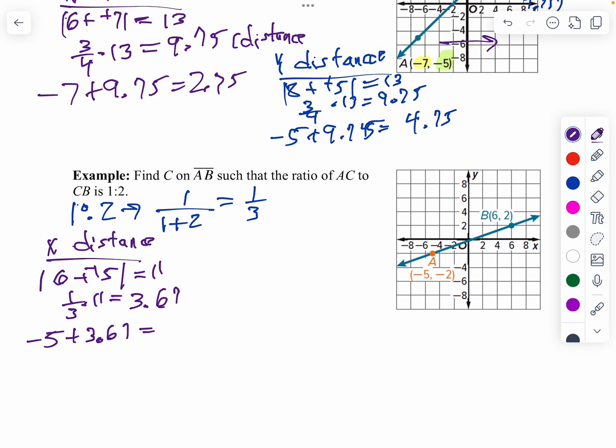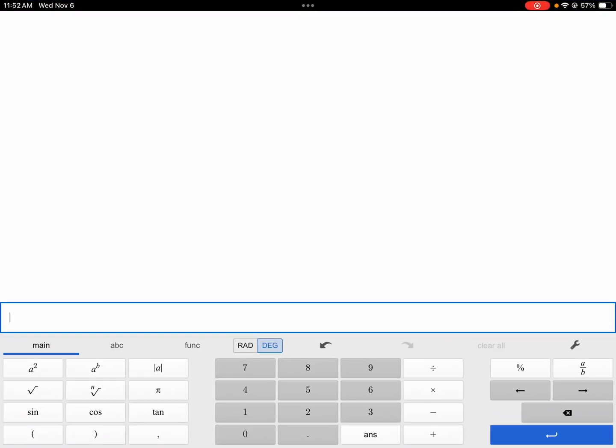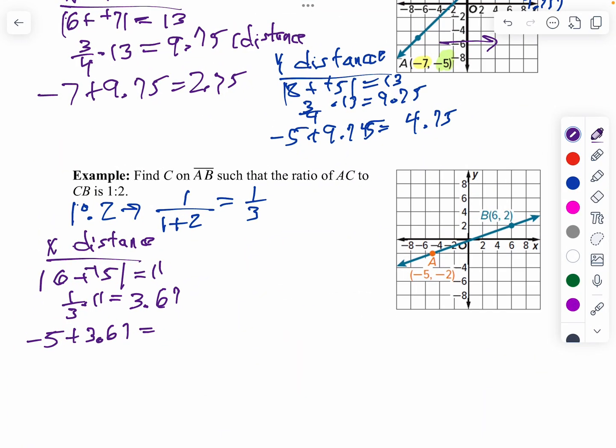Not very good at subtracting in my head. So I'm going to go -5 plus 3.67. My x-coordinate is going to be at -1.33. So point C is at -1.33. It's going to be on the line here. So I'll say -1.33.